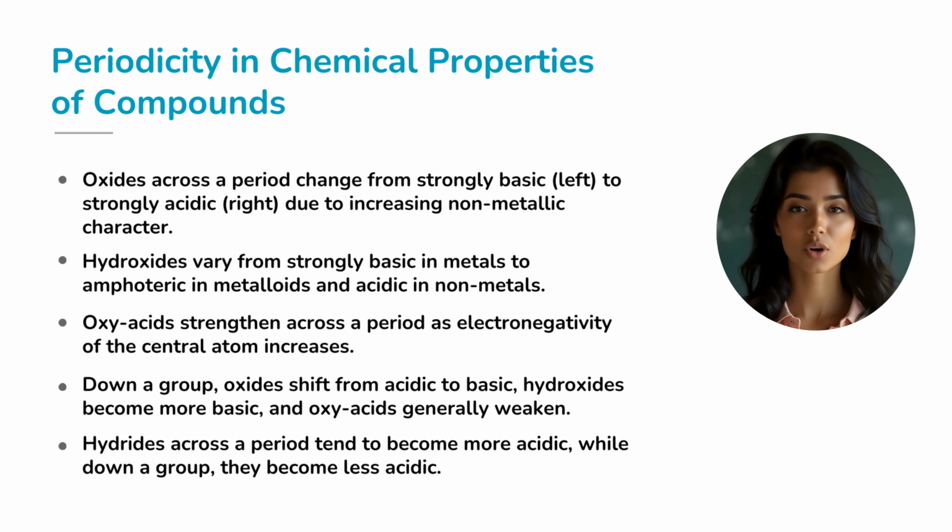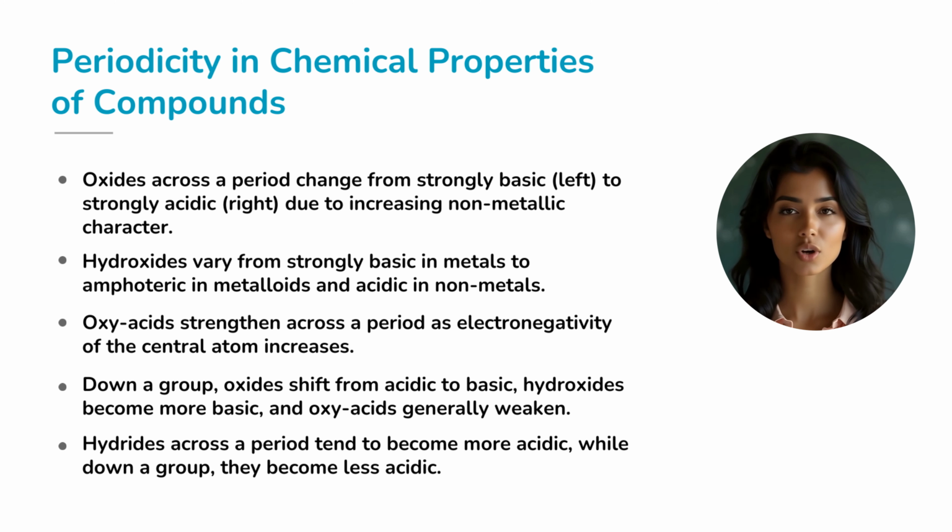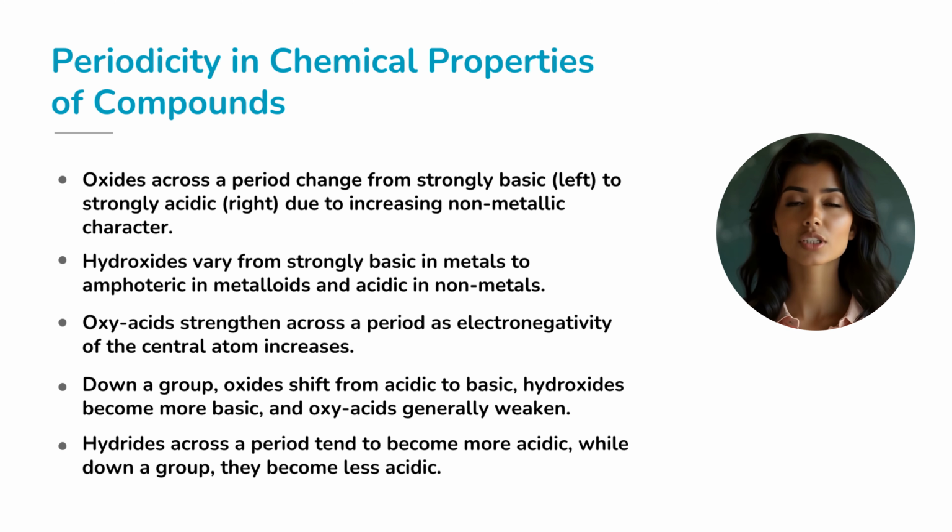Just like physical properties, chemical properties also follow clear trends in the periodic table. For example, oxides across a period change from strongly basic on the left to strongly acidic on the right. Think about sodium oxide, which is strongly basic, versus silicon oxide, which is more acidic. Similarly, hydroxides shift from strong bases to amphoteric and then acidic as you move across the table.